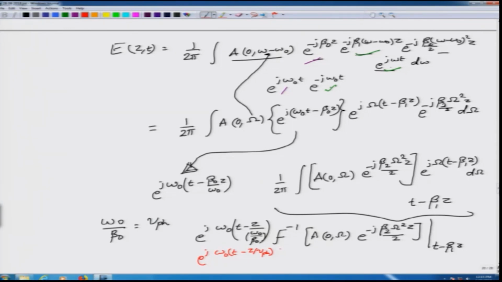The term on the right hand side is essentially how the fiber has modified the spectrum. We started off with a spectrum of the pulse shape a(0, omega), that needs to be multiplied with the second order dispersion term e to the power minus j beta_2 omega squared z by 2, and whatever you get would be the spectrum of the pulse, which would in general be distorted. This spectrum is now propagating at a velocity called the group velocity, which is inversely proportional to beta_1. We are going to say more about this.